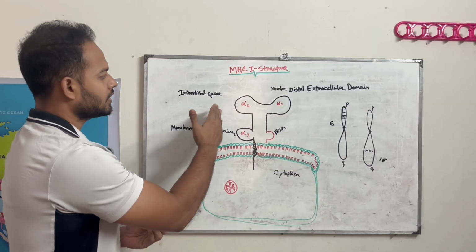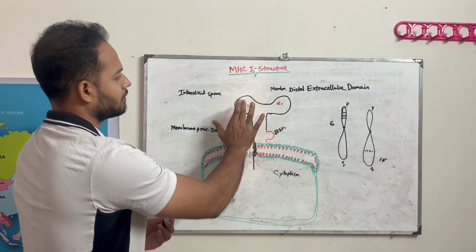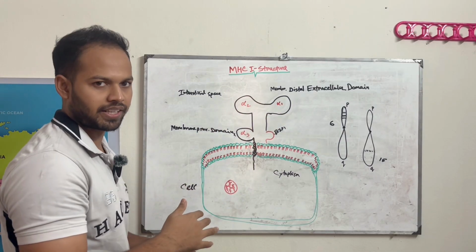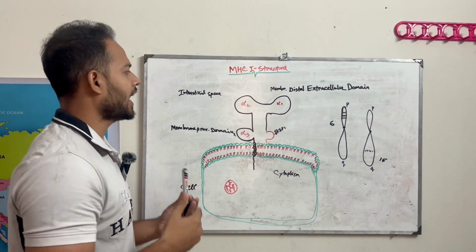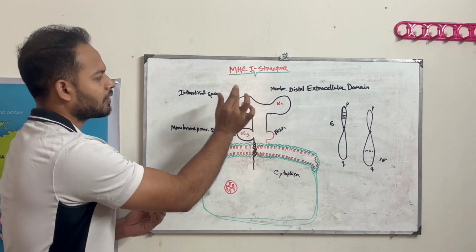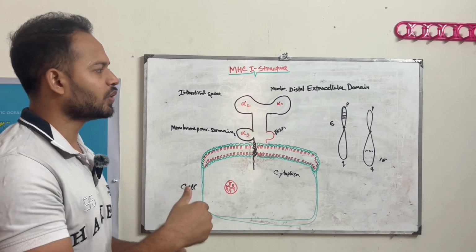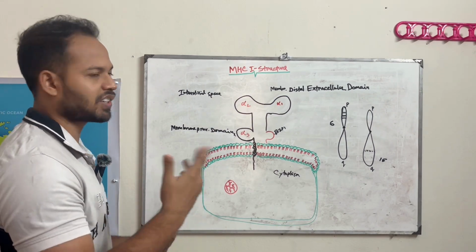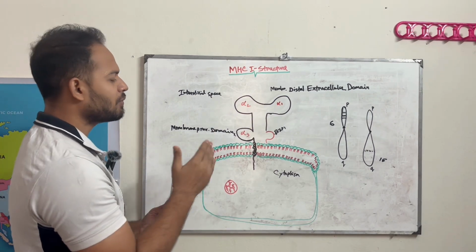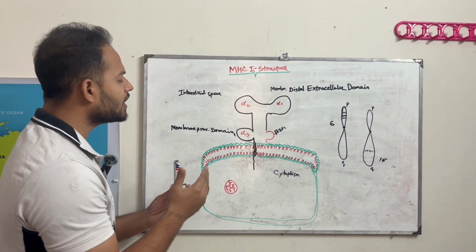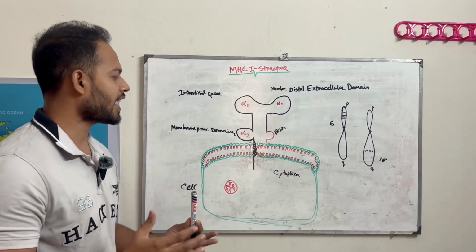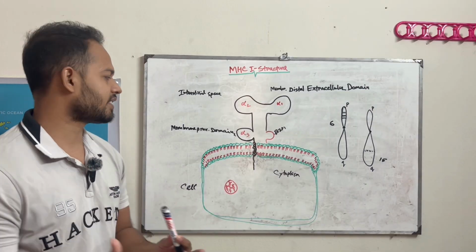As you see here, between the alpha 1 and alpha 2 domains there is a space known as the antigen binding groove or antigen binding cleft. This part of the molecule varies from molecule to molecule and person to person. But you have to know that there is another part known as alpha 3. This alpha 3 domain is unique and identical for all cells.